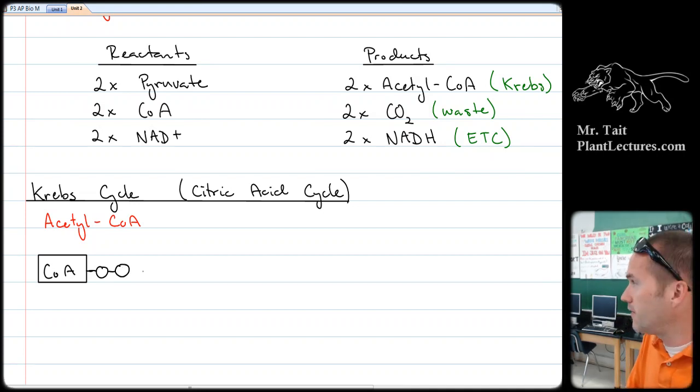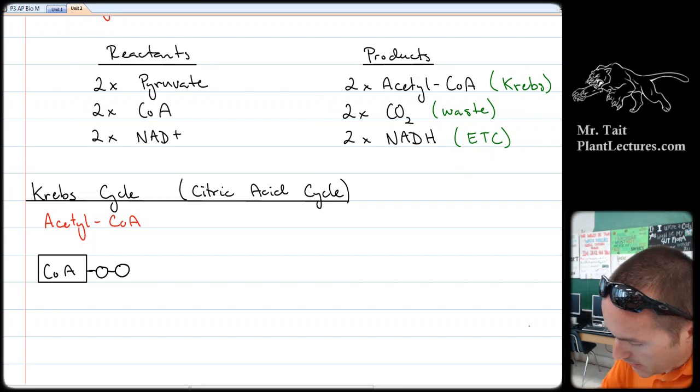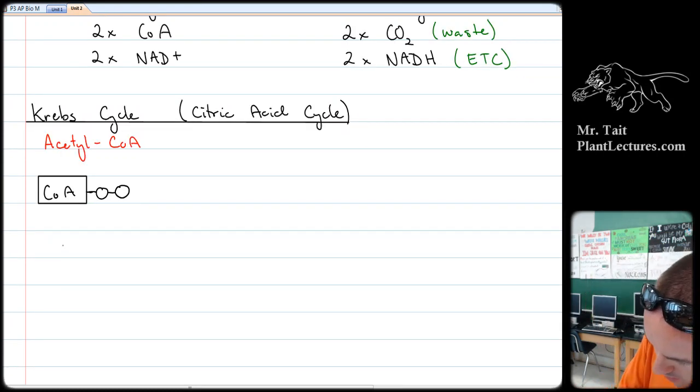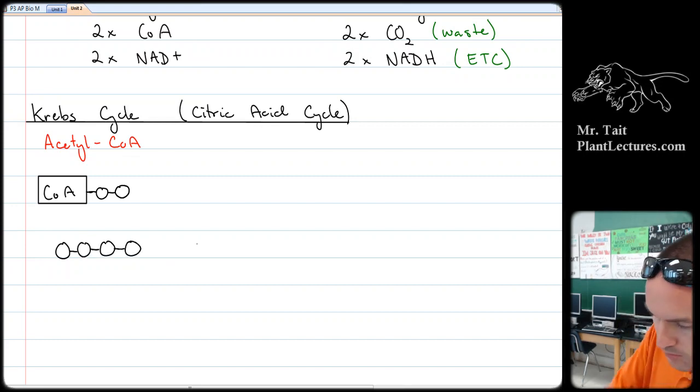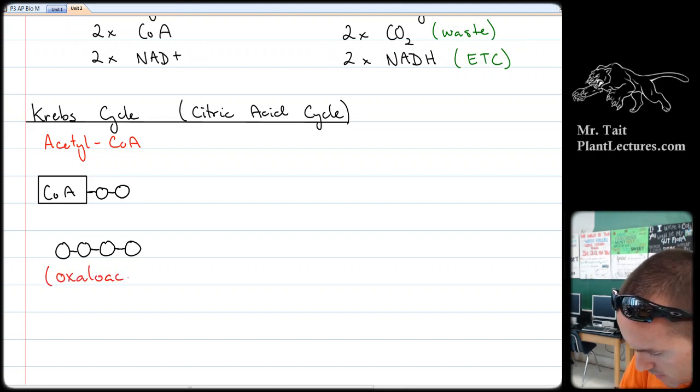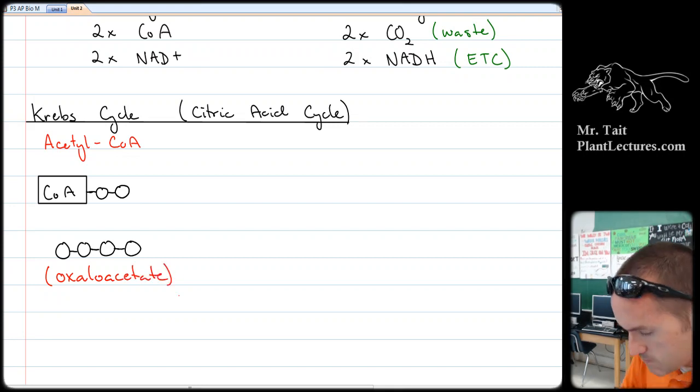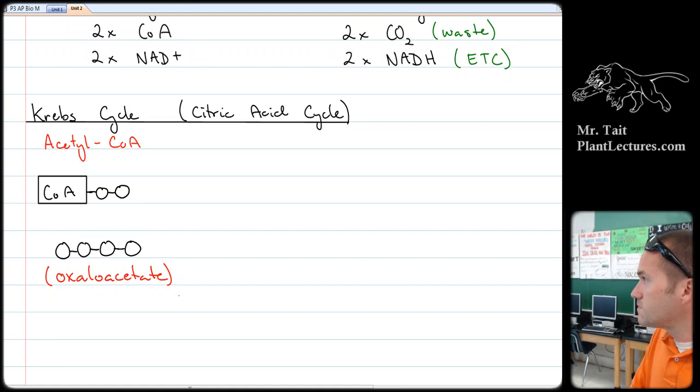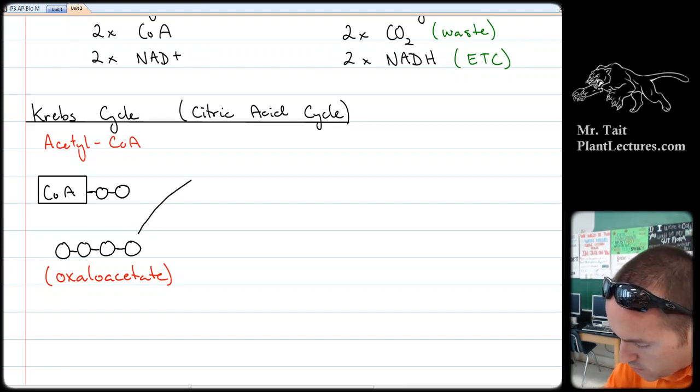Okay, you got 2 carbons on this coenzyme A. And it's going to join up with a 4-carbon chain. This 4-carbon chain is called oxaloacetate, or sometimes oxaloacetic acid, because any of these things are going to be able to mix with water and become an acid. And so this oxaloacetate is going to join up here with 2 carbons from acetyl-coenzyme A.